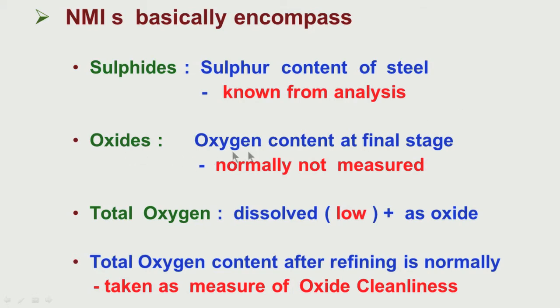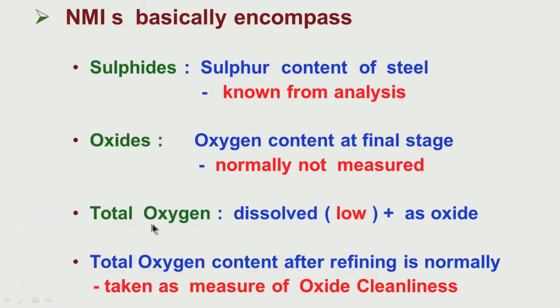But what is happening with the oxides? Oxygen content in steel at the final stage, that means when you have done all the refining and we are casting, at that stage normally oxygen is not measured. Oxygen in steel is not measured, like sulfur, phosphorus, nitrogen, carbon, these are measured in steel as part of the steel chemistry, but oxygen is not measured in steel. So how do you know how much oxide is present in steel? We can know this if we measure total oxygen in steel.